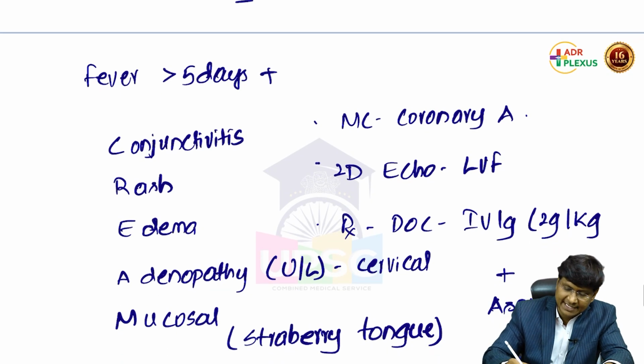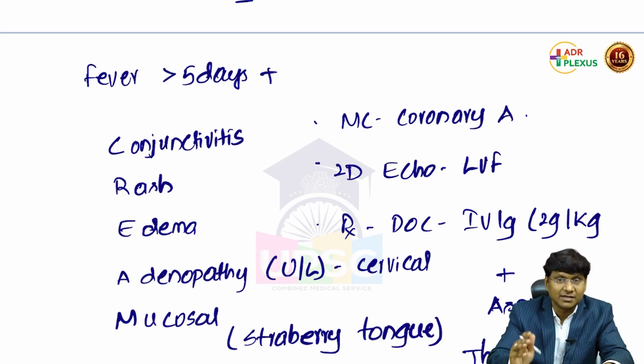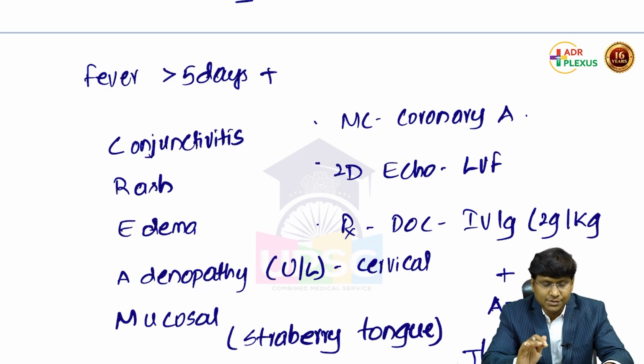And if there is development of the thrombus where there is complete blockade of the coronary artery, then you need to do thrombolysis with the tissue plasminogen activator. So this is in brief about the Kawasaki.